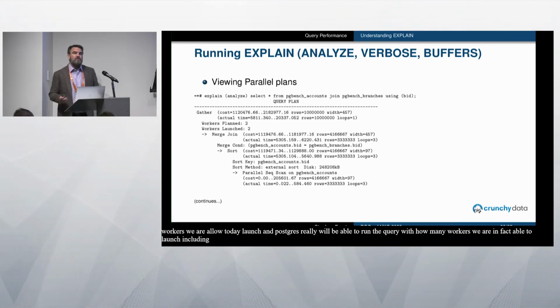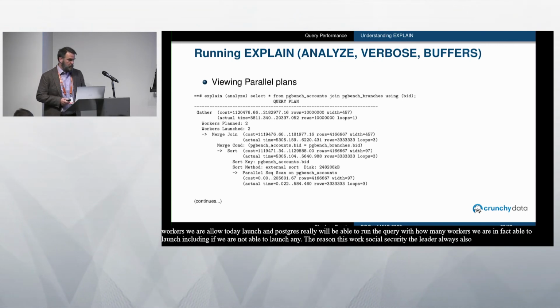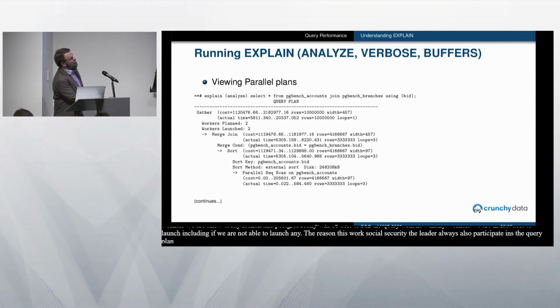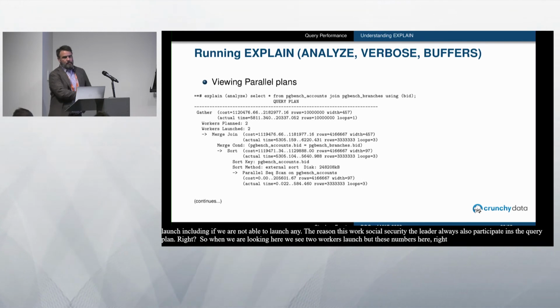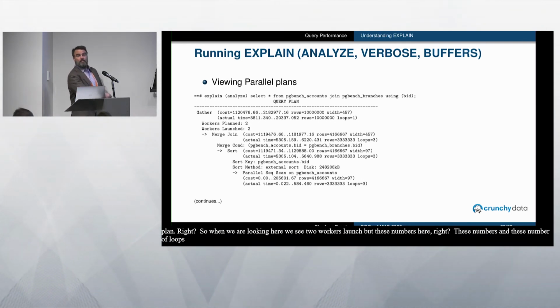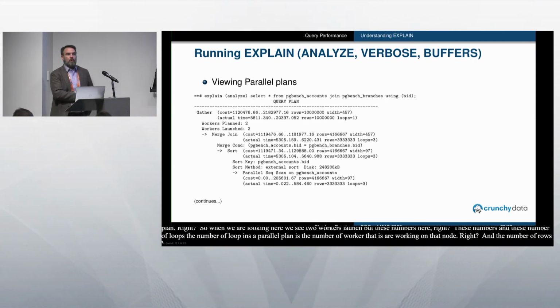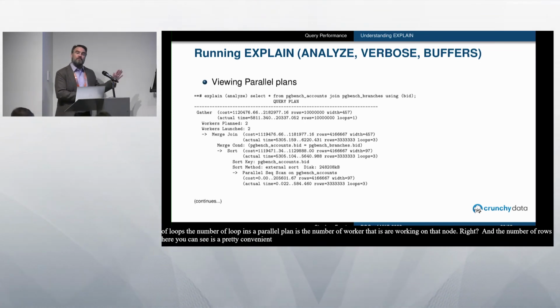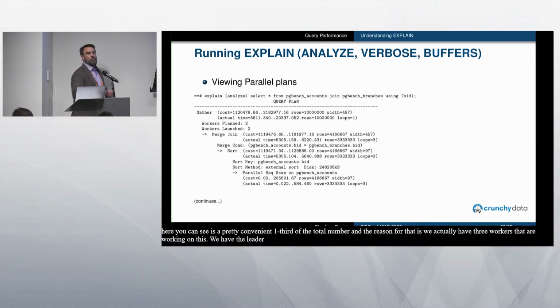The reason that this works is because the leader always also participates in the query plan, right? So when we're looking here, we see 2 workers planned, 2 workers launched, but these numbers here, and these number of loops, the number of loops in a parallel plan is actually the number of workers that are working on that node, right? And the number of rows here, you can see, is a pretty convenient 1/3 of the total number. And the reason for that is because we actually have 3 workers that are working on this. We have the leader process that is working on it, as well as the 2 workers that were launched.